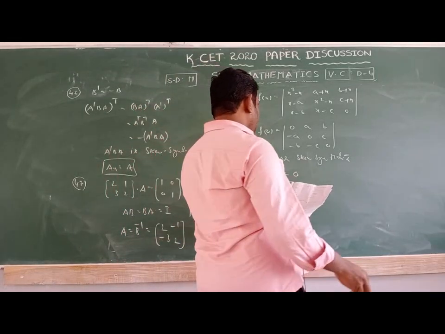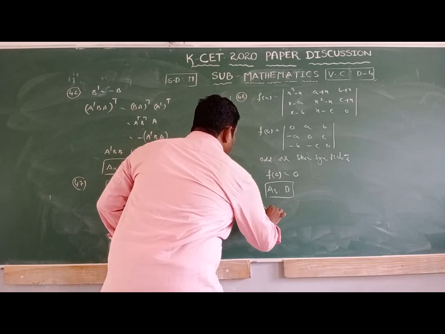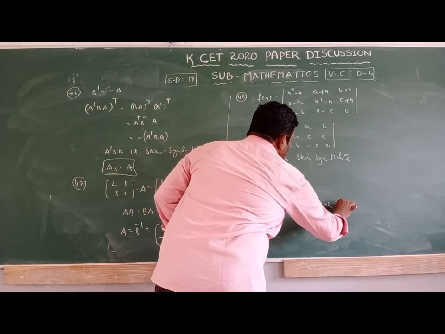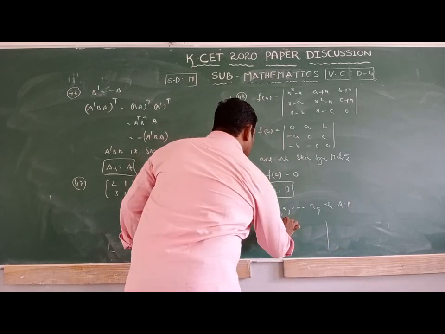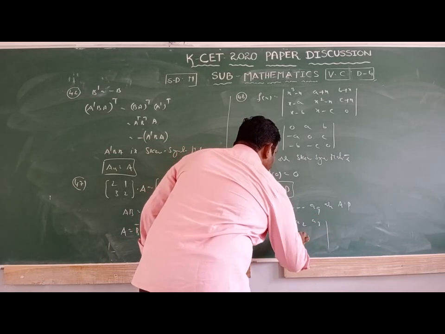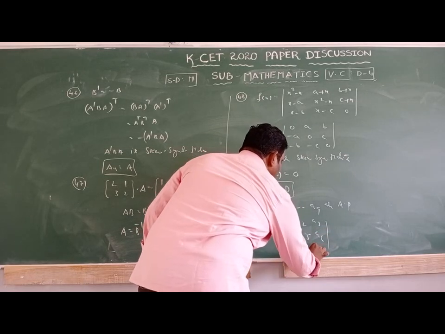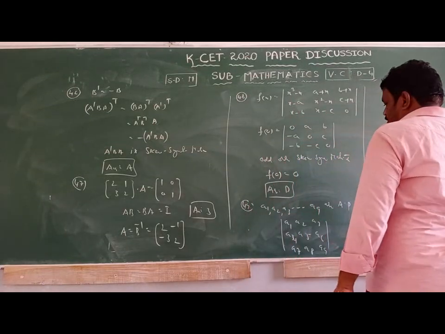So here one property is given about determinants. Here A1, A2, A3 and so on up to A9 are in AP. Now if you want to find the determinant A1 A2 A3, A4 A5 A6, A7 A8 A9, for this type of question we just take verification.